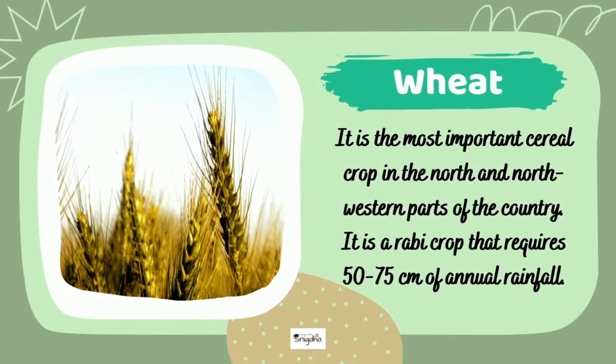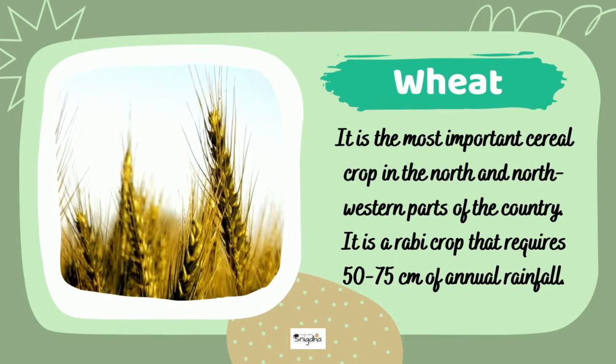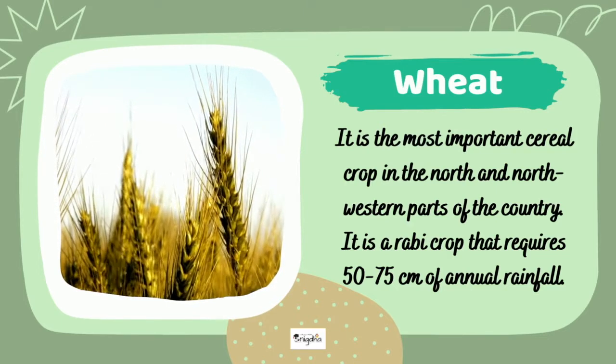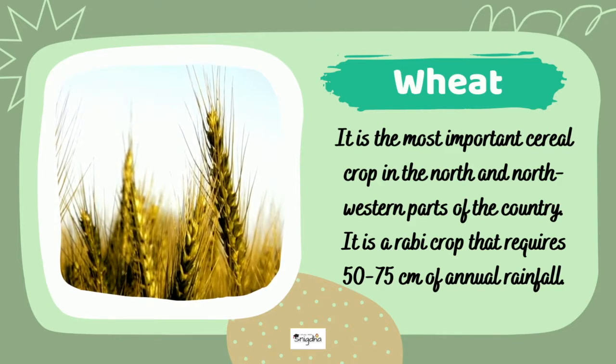Second example of food crop is wheat. Wheat is the most important cereal crop in the north and northwestern parts of the country. It is a Rabi crop that requires 50 to 75 cm of annual rainfall.